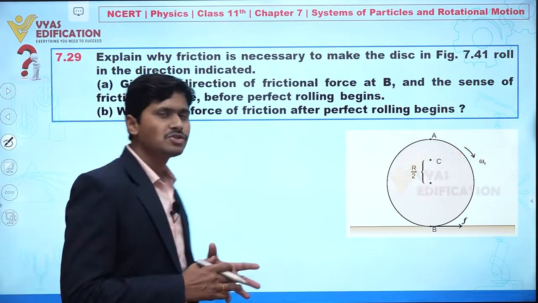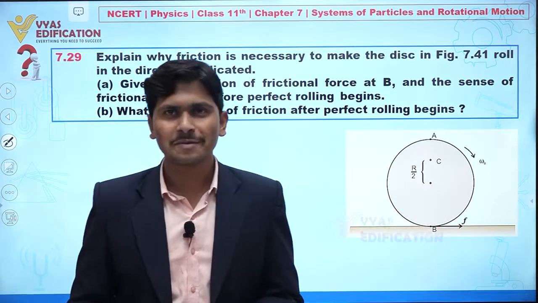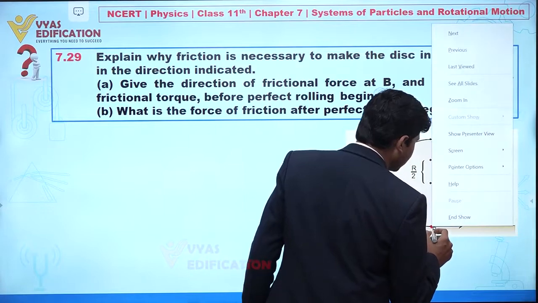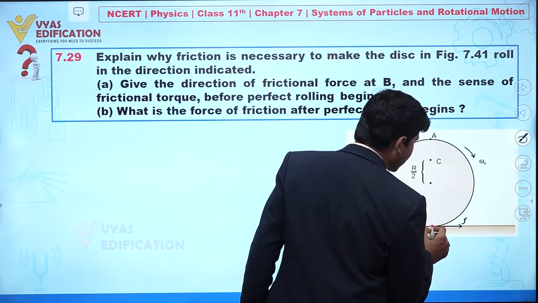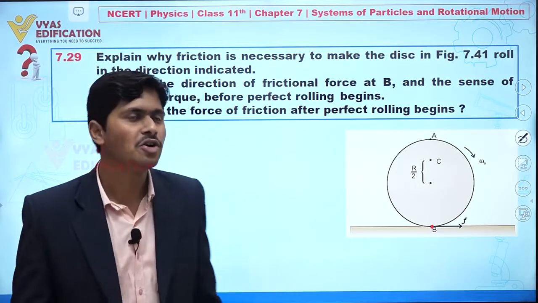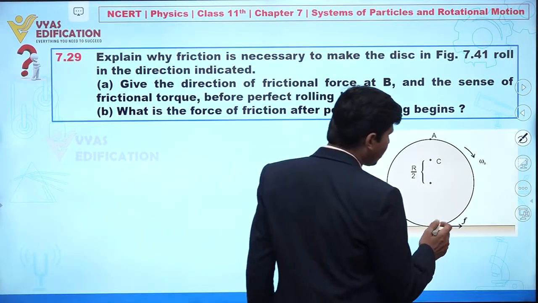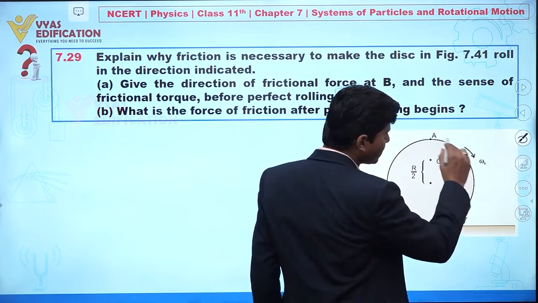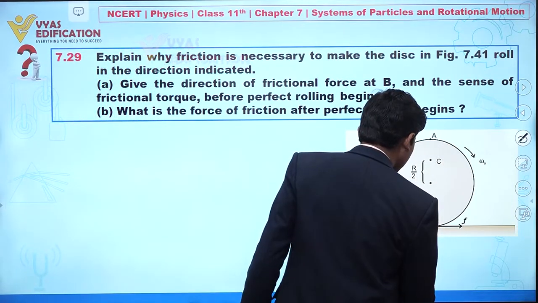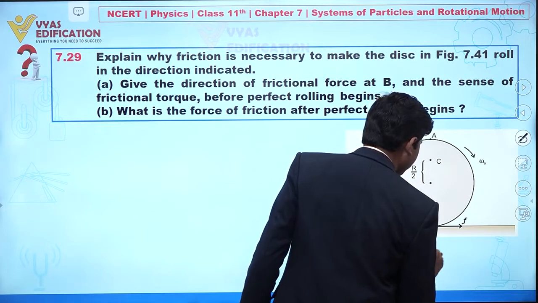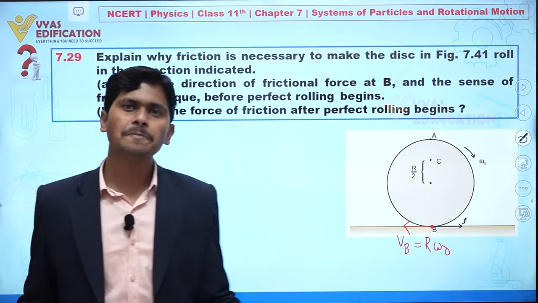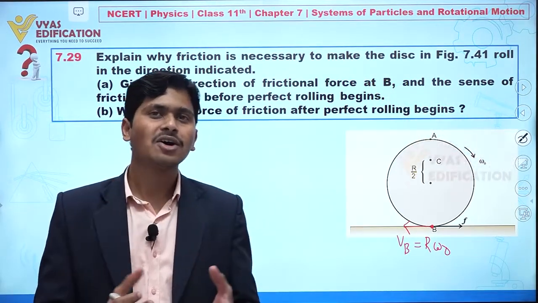Clear? So my dear student, in a pure rolling case, at the point of contact the relative velocity should be 0, or we can say the velocity of point B with respect to this one should be 0. Now if we talk about velocity, this is indicated in this direction, that is r omega naught. Clear? So actually friction force is required because torque will act on that ball.